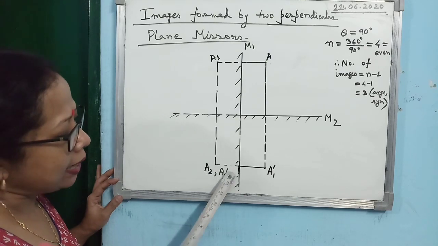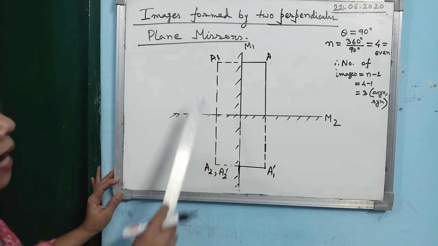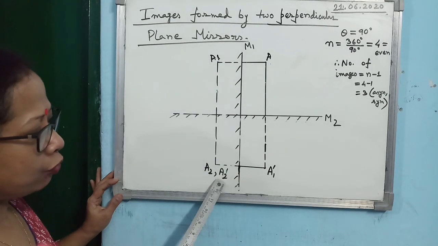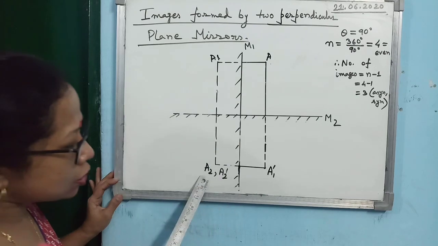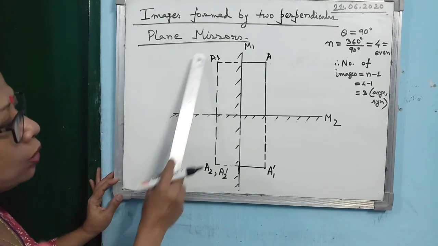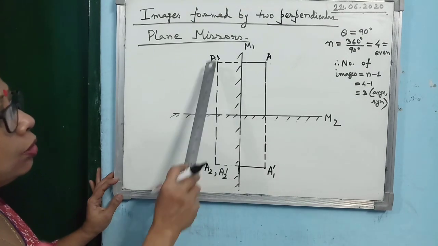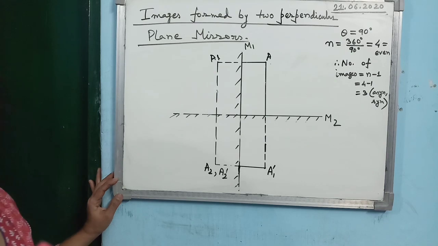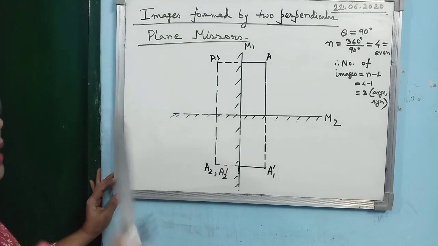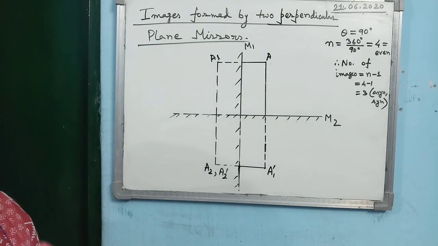Means A2 and A2 dash will be the same point. Alright. So actually, how many images are formed? 1, 2, 3, 4. But the last two images are coinciding with each other. So what is the total number of images you are getting? You see, 1, 2, 3. This 3. Clear? So this is the way an image is formed by two perpendicular plane mirrors.